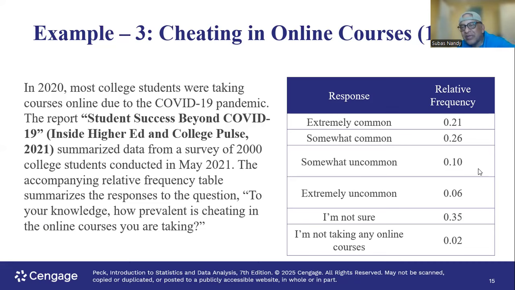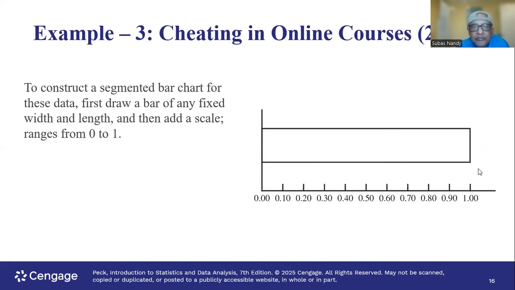First one being extremely common, then somewhat common. These are talking about cheating in online classes. Somewhat uncommon, extremely uncommon, I'm not sure, and I'm not taking any online courses. So as you see, the first two categories have the highest relative frequency if you add them up. So most students are thinking there is cheating going on online, extremely common or somewhat common.